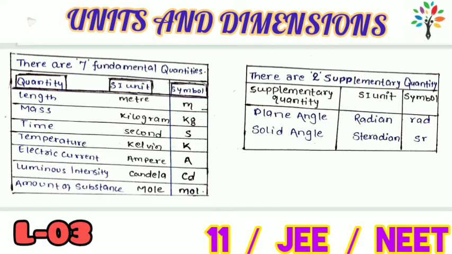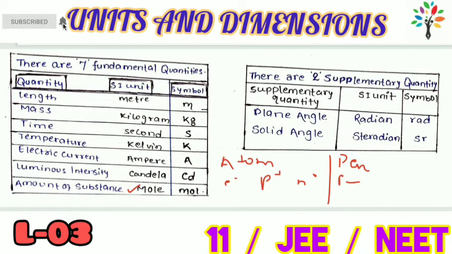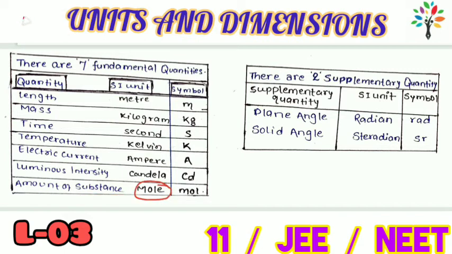Another fundamental quantity is amount of substance, about which you have studied in class 9th and in the first chapter of class 11th chemistry. Amount of substance means just the amount of anything, whether it is an atom, electron, proton, neutron, pen, or pencil. Its unit is mole, and the short form is mol.